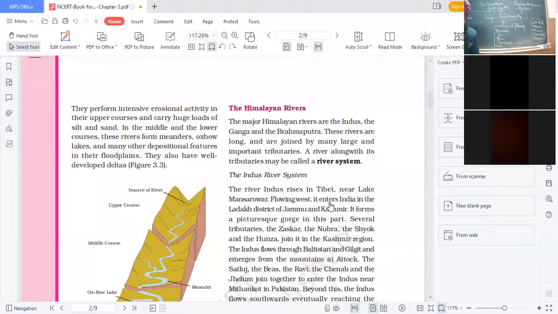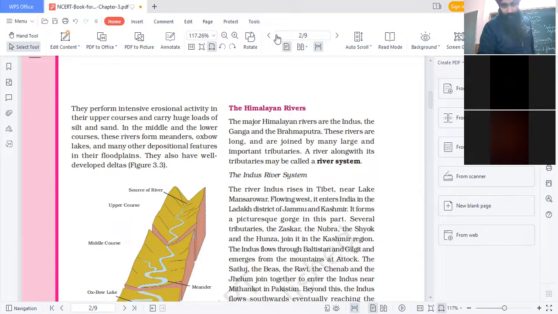The Himalayan rivers are perennial in nature, which means they are filled with water throughout the year.